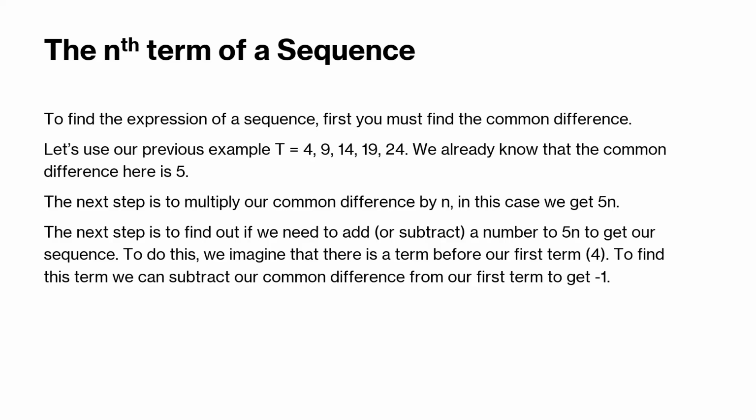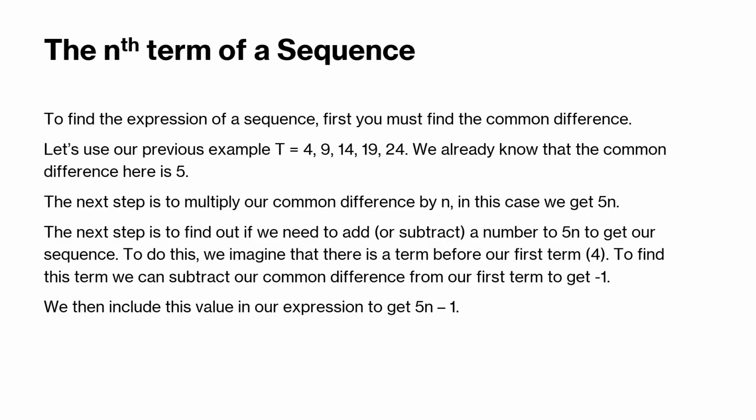The next step is to find out if we need to add or subtract any number to get from 5n to our sequence. To do this, we imagine that there is a term before the first term. The first term is 4, we imagine that there is a term before it. We call this term t subscript 0. To find this term, we can subtract our common difference from the first term to get minus 1. So 4 minus 5 is minus 1. We include this value in our expression to get 5n minus 1. This is our final expression, and we can use this to find the nth term.